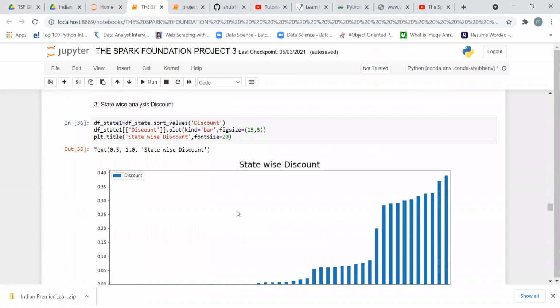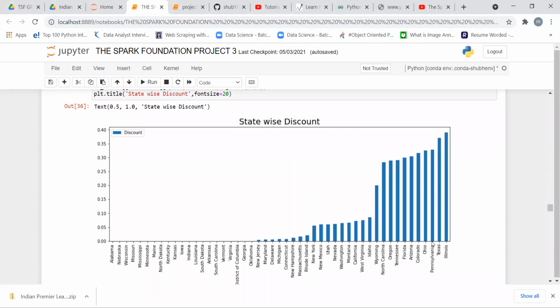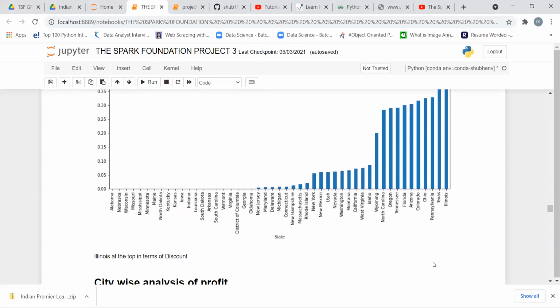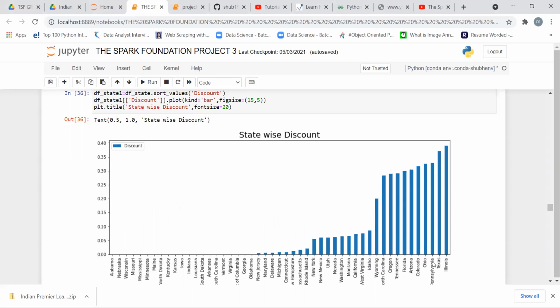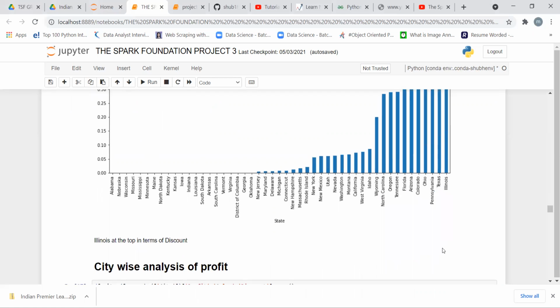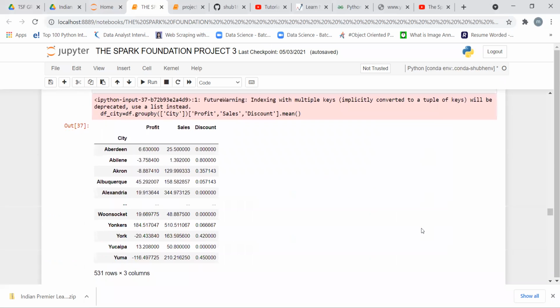So we use sorting values. Now we use plot kind bar. We have state, and here we can see Illinois at the top in terms of discount, and the second one is Texas. So the highest discount is given to Illinois more than any other state.